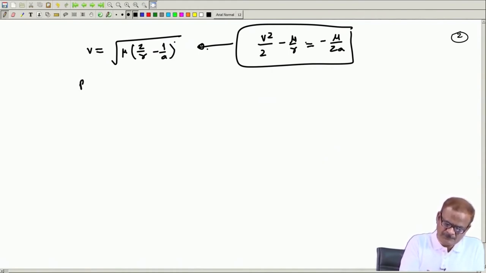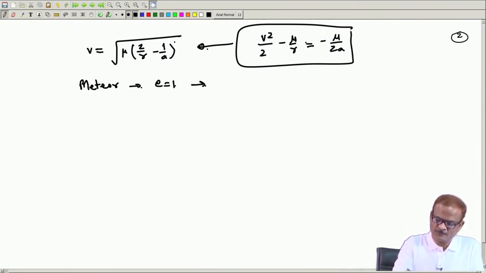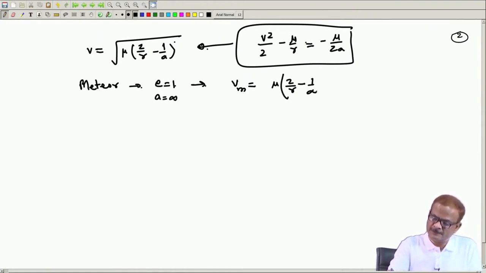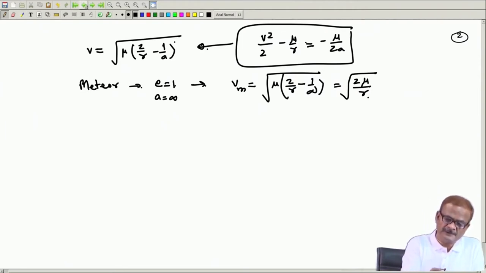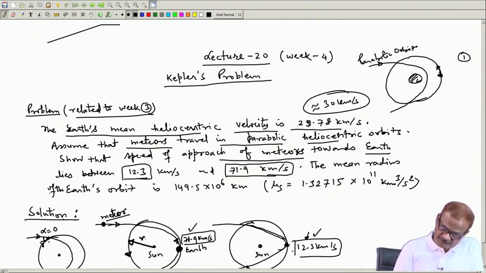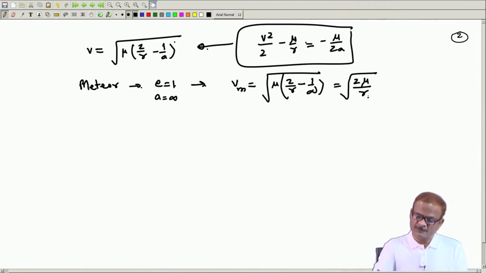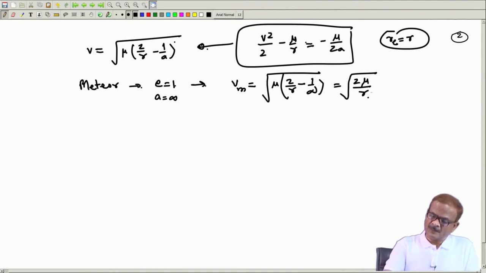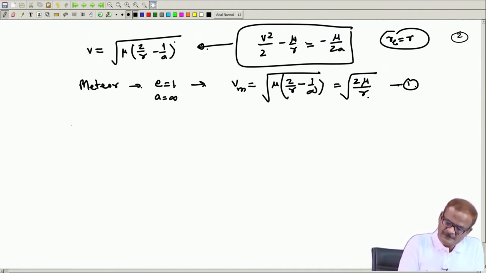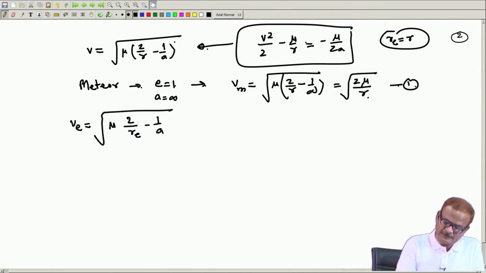For the meteor, let us consider first the parabolic orbit, where e equals 1, and therefore a equals infinity. So, V meteor we can write as the square root of mu times (2 by r minus 1 by infinity), so that becomes the square root of 2 mu by r, where r is the radius at which the impact is taking place. It is taking place at the radius of the earth's orbit, so this is r earth orbit. Instead of writing r e, we simply write it as r. So, this is the meteor velocity at that point. What will be the earth's velocity? V earth, again, is the square root of mu times (2 by r earth minus 1 by a).